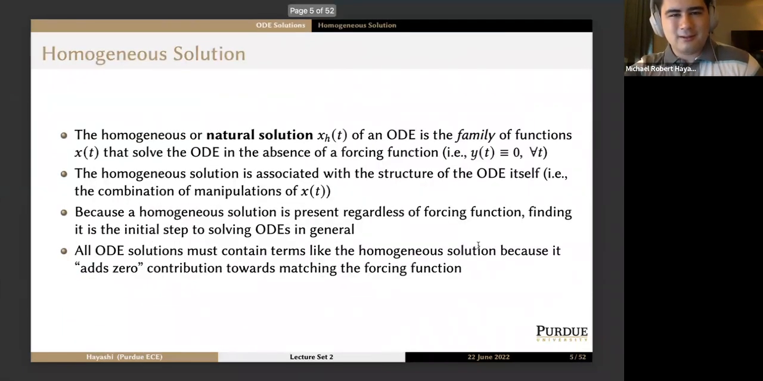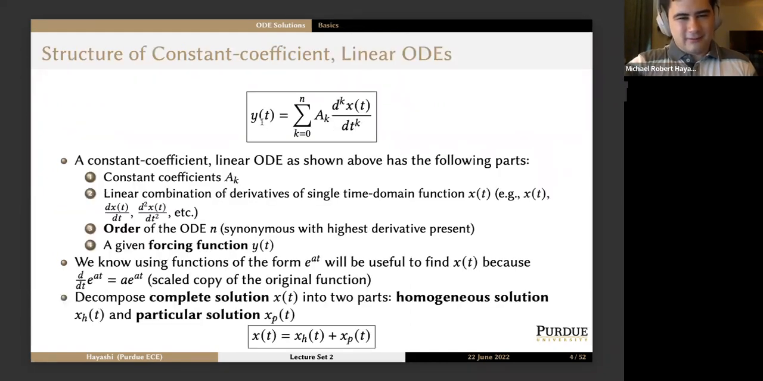So let's talk about the homogeneous solution in particular and really zoom in on it. Another word for homogeneous solution is natural solution. Remember, it's x sub h of t. And we will find that it is an entire family of functions, probably x of t, that solve the ordinary differential equations in the absence of a forcing function. That means we're setting the left-hand side of this ordinary differential equation to 0, and it stays at 0 for all time.